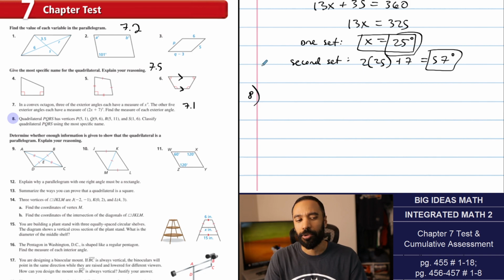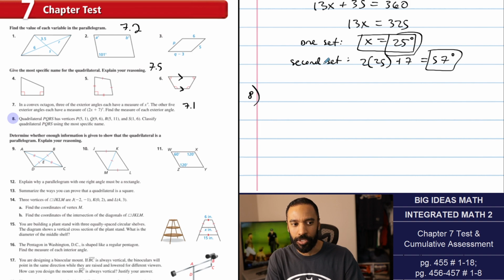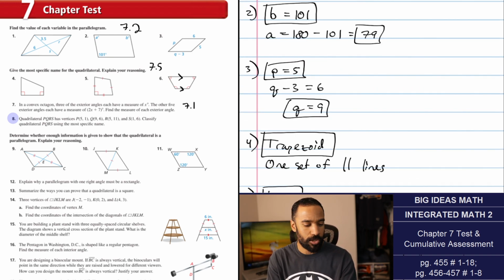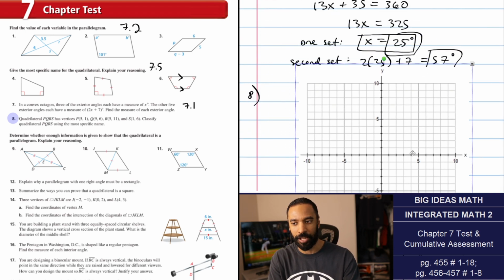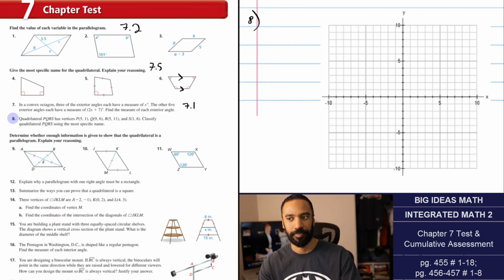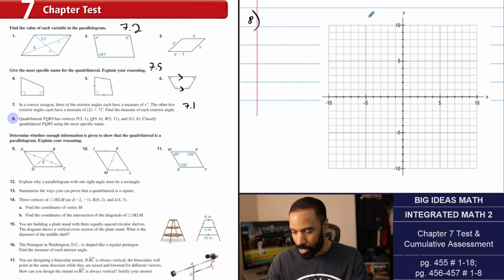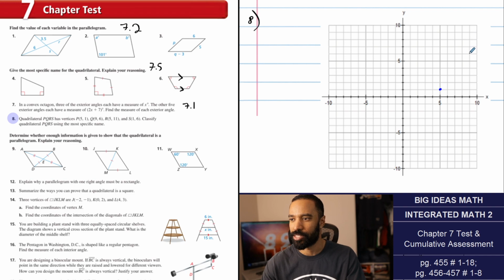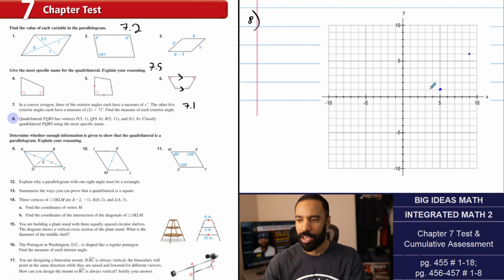Number 8, quadrilateral PQRS has these vertices. Classify this quadrilateral using the most specific name. This could be from that review. I have no idea. Now, they do say quadrilateral. They do not say parallelogram. So if I do find out it's a parallelogram, then that can help address easier ways to find out rectangle, rhombus, square, things like that. But P is at (5, 1). Q is at (9, 6). R is at (5, 11). Ooh, up there. And S is at (1, 6).